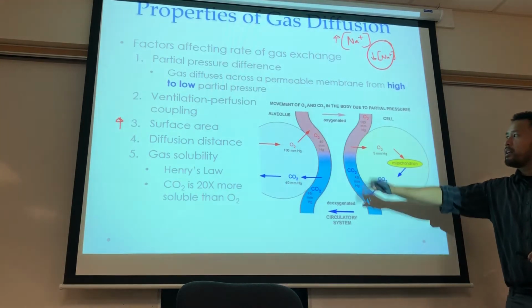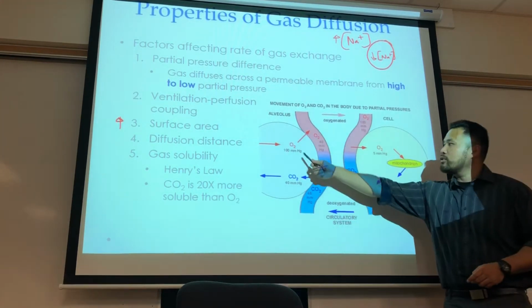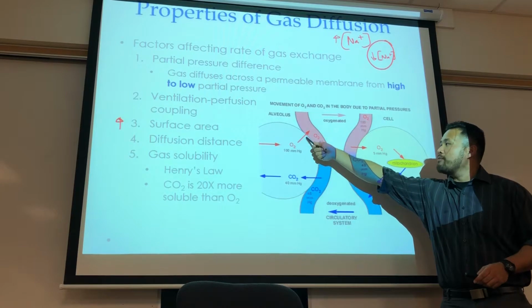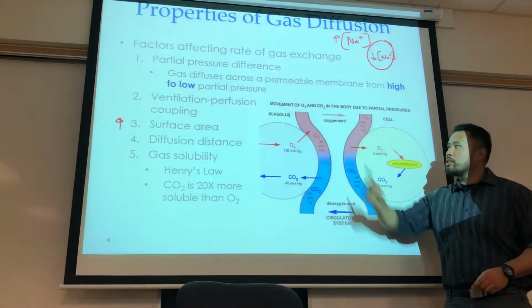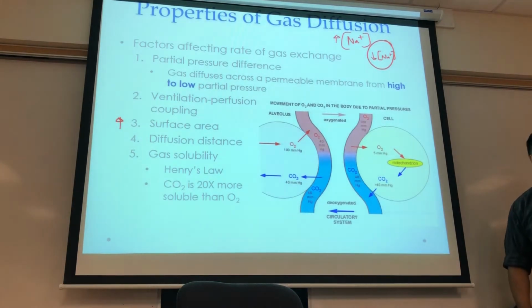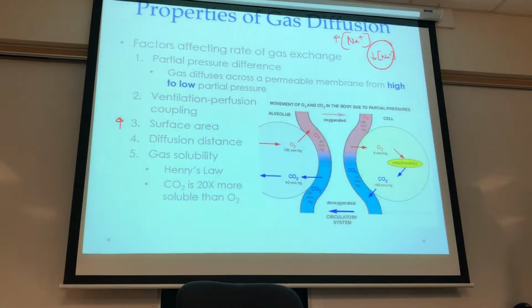Now, applying that, an increase in the distance that O2 has to travel across the alveolar capillary interface is going to decrease the amount of gas exchange that's going to occur. So, increase in diffusion distance results in a decrease in gas exchange.